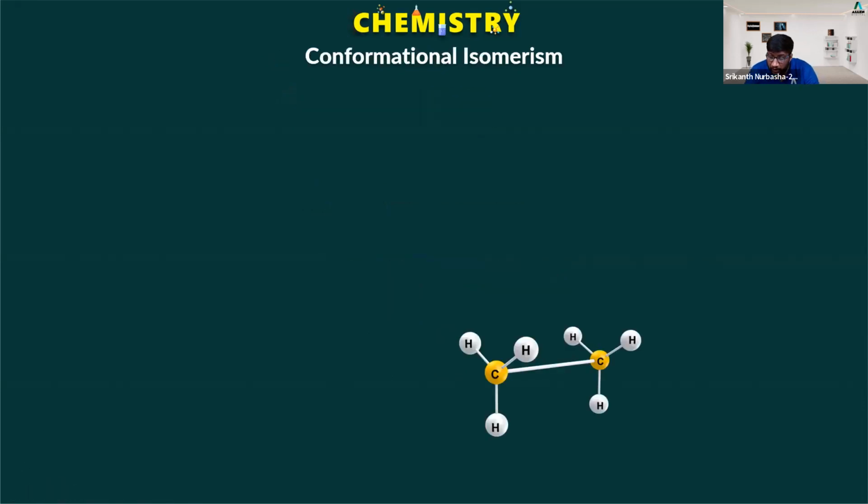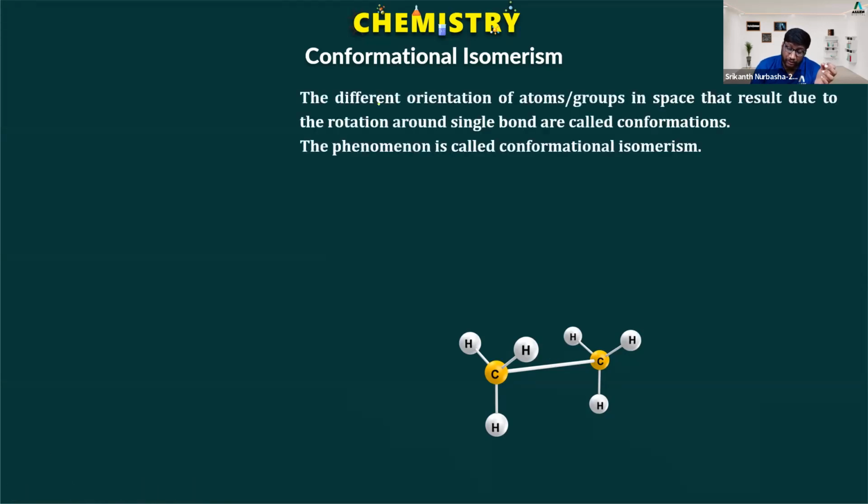Look at this molecule now. CH3 single bond CH3. In this molecule, around that carbon-carbon single bond, as I have told you earlier, one carbon atom can rotate freely with respect to the other carbon atom, and there is no restricted rotation, because in the process of rotating one carbon atom with respect to the other, there is no disturbance or breaking of the bond required. The different orientations of atoms or groups in space that result due to rotation around a single bond are called conformations. And this phenomenon is said to be conformational isomerism.